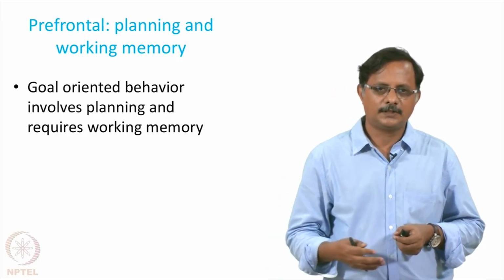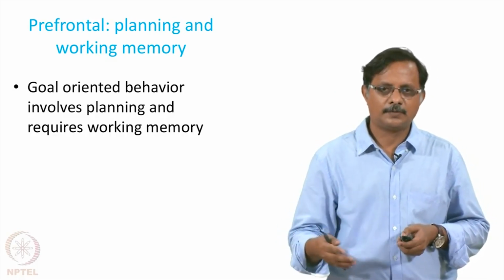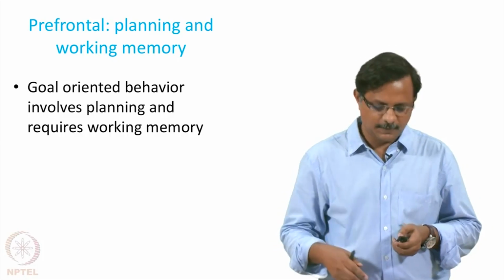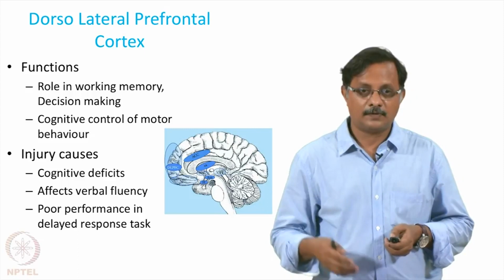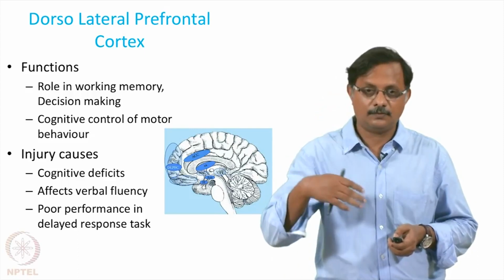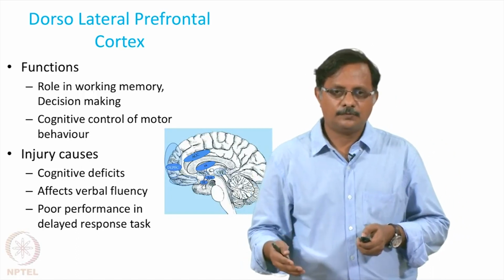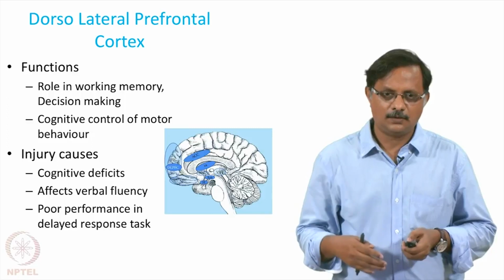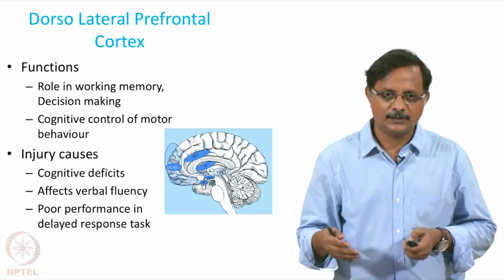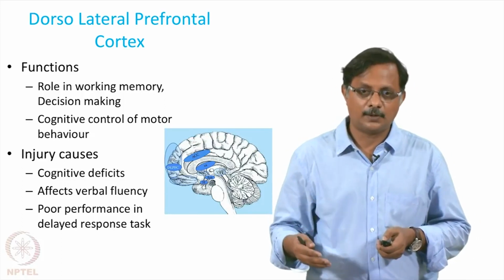So, the prefrontal lobe is important for planning and working memory, like we just said. Goal oriented behavior involves planning and working memory and requires these prefrontal areas. Then we also talked about the dorsolateral prefrontal area, which is involved in working memory and decision making. So, injury to prefrontal cortex can give rise to cognitive deficits like we have seen just now, and it also affects verbal fluency and shows poor performance in a working memory task called the delayed response task.